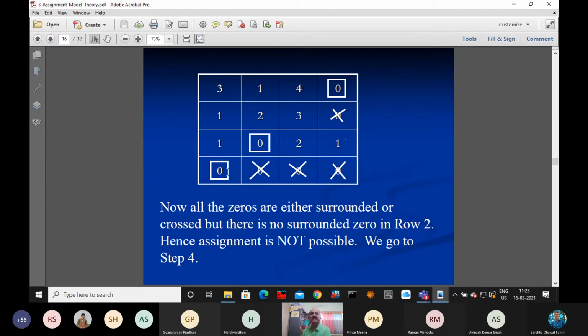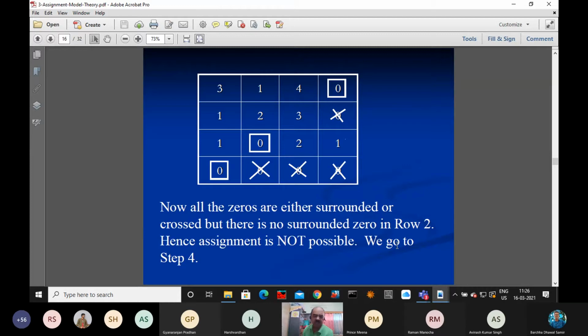So there is no assignment in the second row. So this is not an optimal solution, and we are looking for an optimal solution. Now all the zeros are either surrounded or crossed out, but there is no surrounded zero in row 2. Hence the assignment is not possible. So we go to step 4.